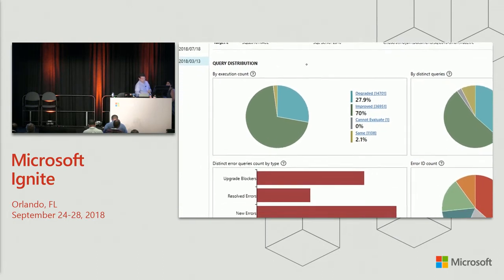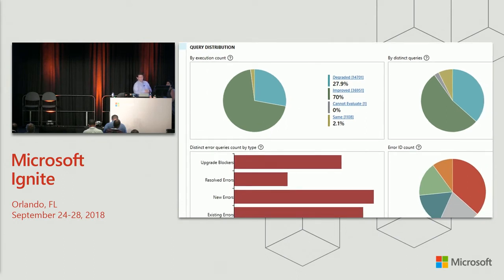And what kind of information do I have? I can see, for example, the query distribution. By execution count, I see that 27.9% of the workload I captured actually degraded in the destination system as it relates to the source system. I can see that 70% of it actually improved. And these are links, by the way, so if you click on them, you'll get further detail exactly to which objects are affected.